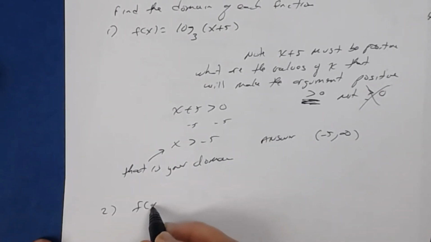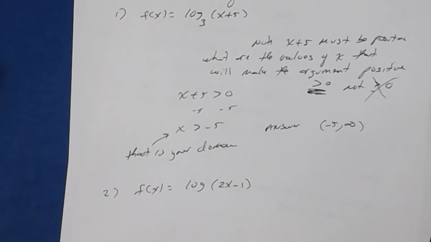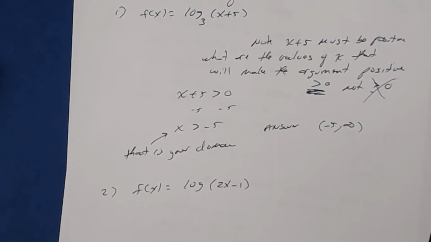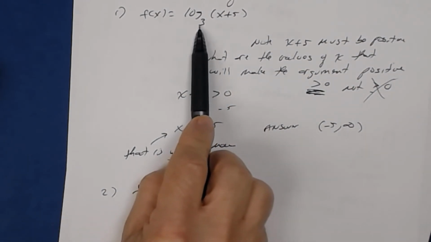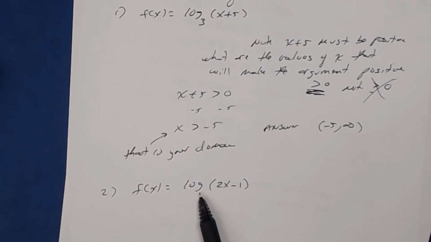Suppose my function is this. F of x equals log of 2x minus 1. Now notice when I found the domain, did I need the base at all? No. You don't. The base could be anything. It could be 3. It could be 10. Remember, this is 10. The base could be any positive number, as long as it's not 1.